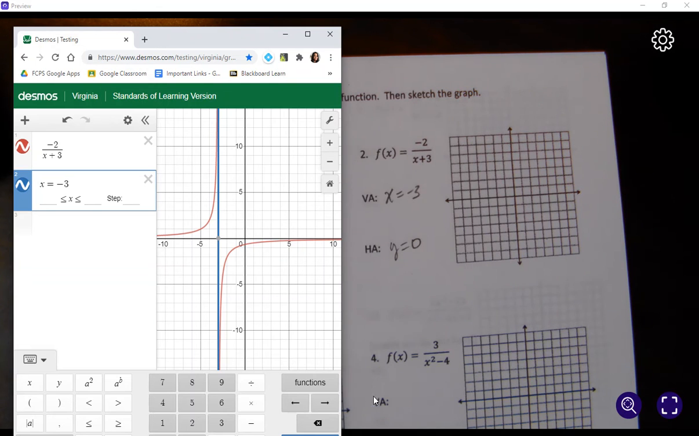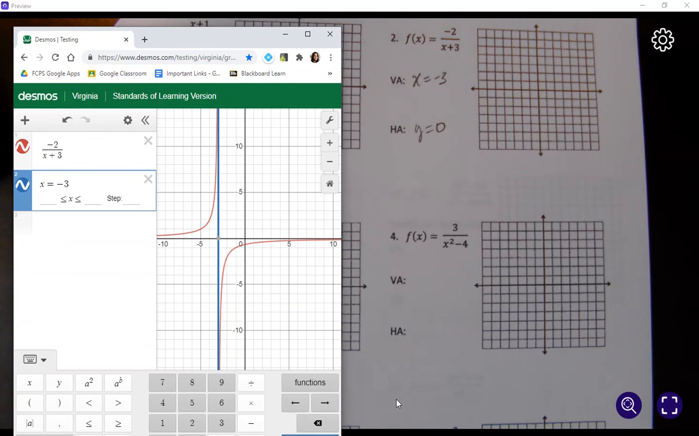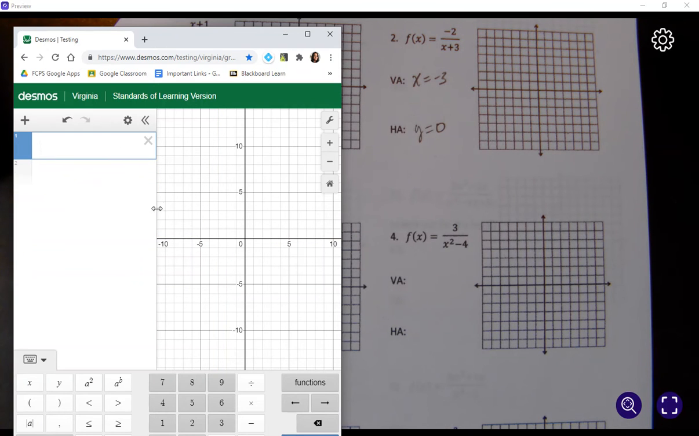Let me skip number 3. Let me show you number 4 here. This looks a little weird, but it's okay. Still work. So sometimes you could have more than one vertical asymptote. We usually just have only one horizontal asymptote, but vertical asymptotes you can have more than one.